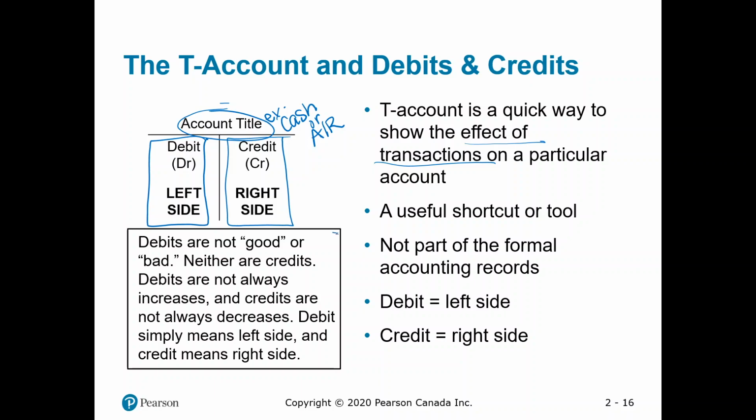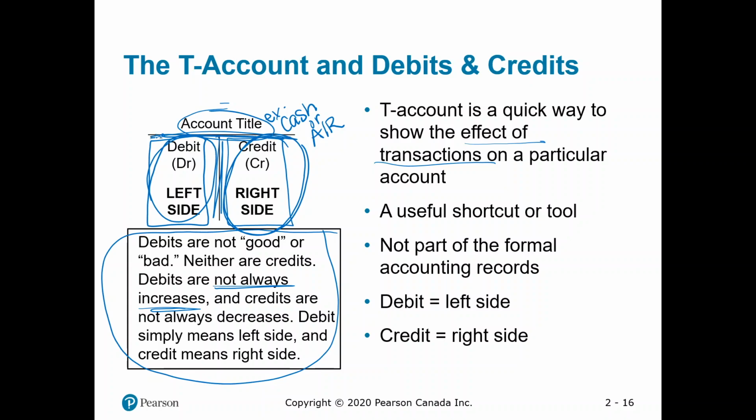So you can see in this box here, debits are not good or bad. Credits are not good or bad. It's either going to mean that a debit increases something or it may decrease. Again, it's not always the same. It depends on the type of account that we have. But what is consistent in a T account? Debits are always on the left, credits are always on the right. So that is the first thing for you guys to remember.